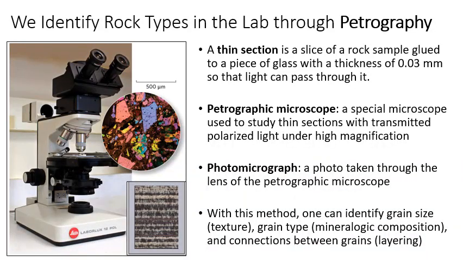A photomicrograph is a photo taken through the lens of the petrographic microscope. So here we have a petrographic microscope, a photomicrograph, and a thin section on the bottom right. It's important to connect this with the identification methods for rocks. With this method, we can identify grain size, which is texture, grain type, which is mineralogic composition, and connections between grains, which would be something like layering.